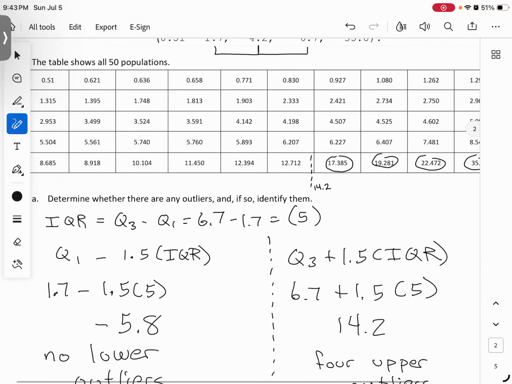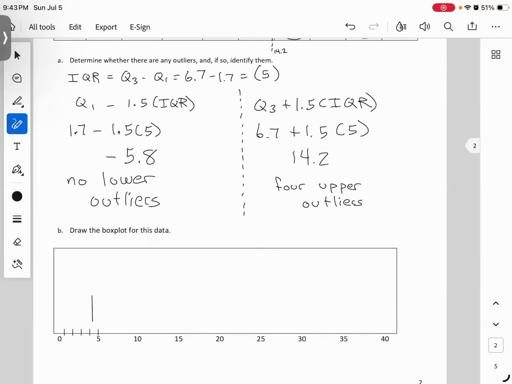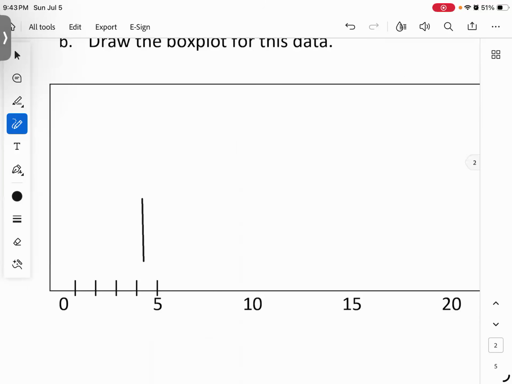And then you're going to do the rest of the box, the Q1 and the Q3, which is the 1.7 and the 6.7. So let's try those. 1.7 and 6.7. Maybe this is a good spot for 1.7. And then here would be 6, maybe about 6.7. All right, and then we'll go ahead and close off the box.